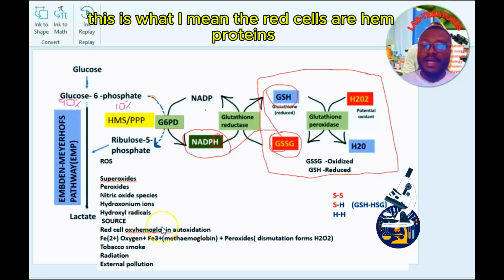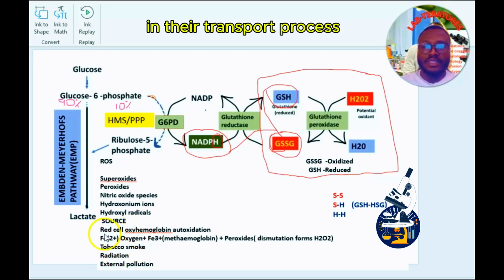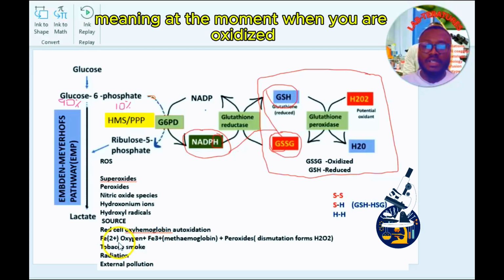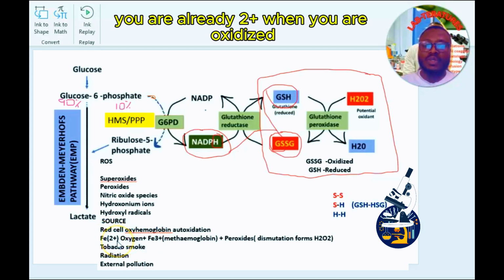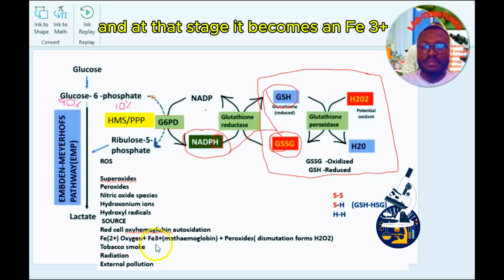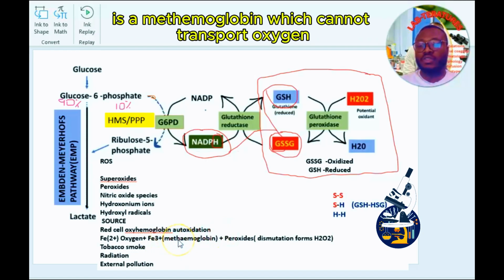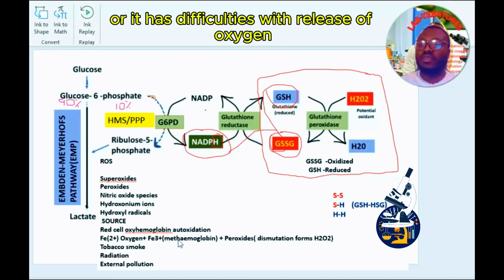The red cells are heme proteins. They contain iron 2+, and they transport oxygen. In their transport process, sometimes they get overwhelmed and they are auto-oxidized, meaning at the moment when you are oxidized, you are already 2+. When you are oxidized, you gain more pluses, which means you lose more electrons. And at that stage, it becomes an Fe3+, and whatever matured red cell contains this Fe3+ is a methemoglobin, which cannot transport oxygen, or which has difficulties with release of oxygen.